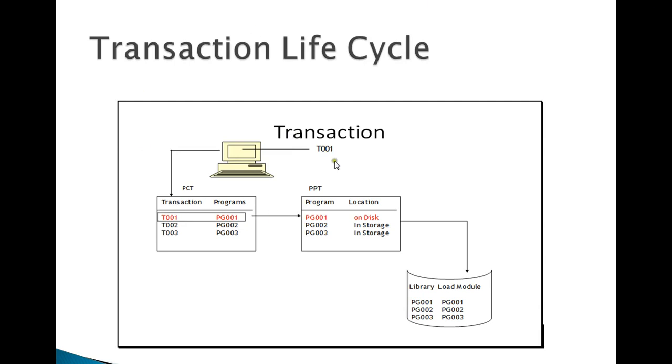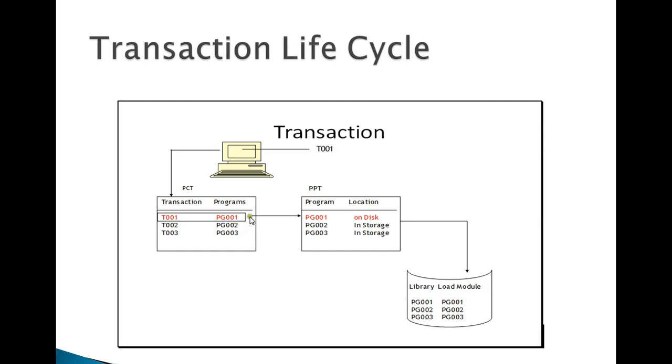On the screen, you type the transaction ID. As said, the transaction ID is a 4-byte identifier. As soon as you enter your transaction, it goes to the PCT, the Program Control Table. Here it checks whether that particular transaction is registered and linked with any program. Yes, my transaction ID is T001. It finds the associated program for that transaction.